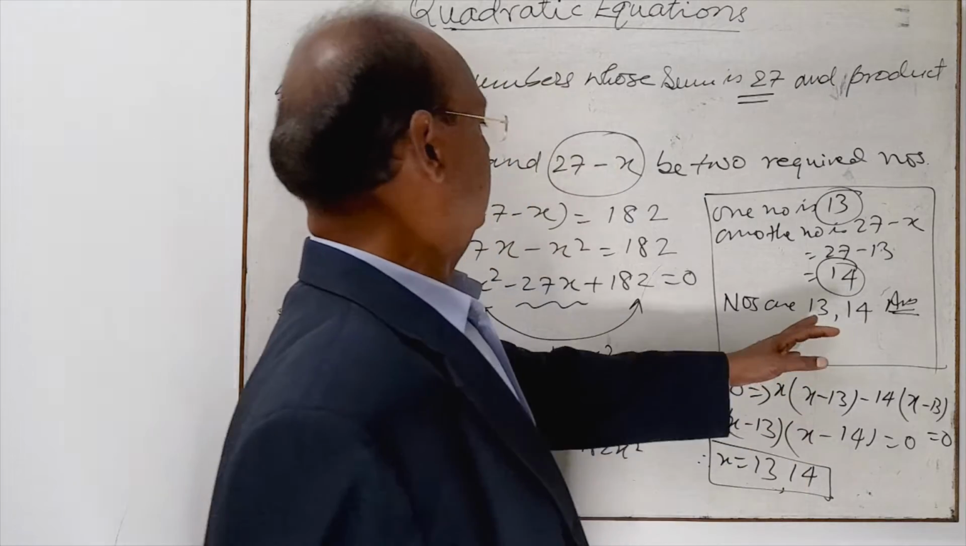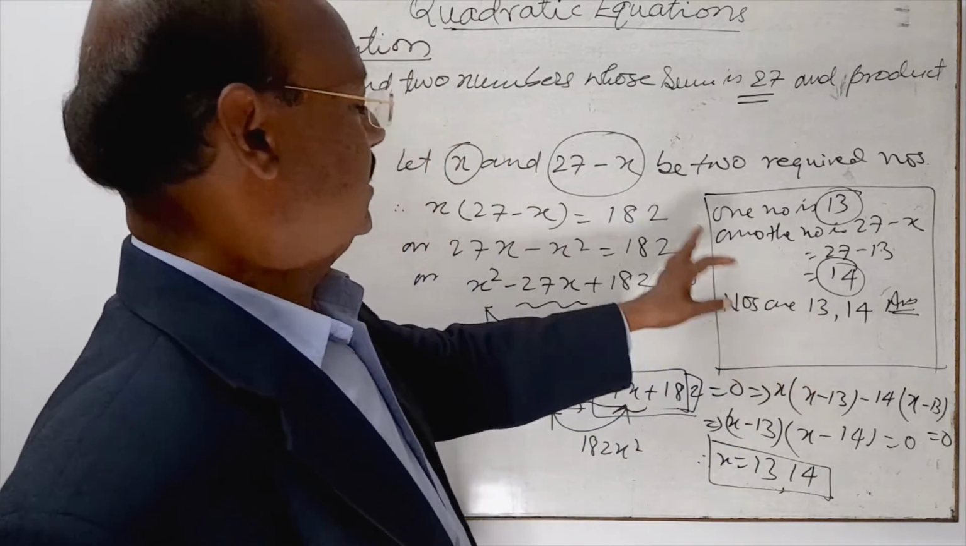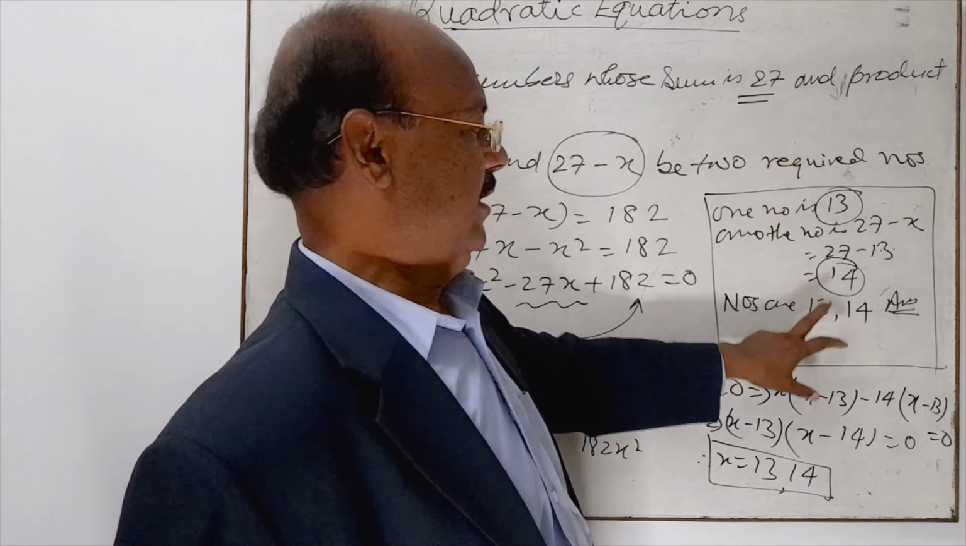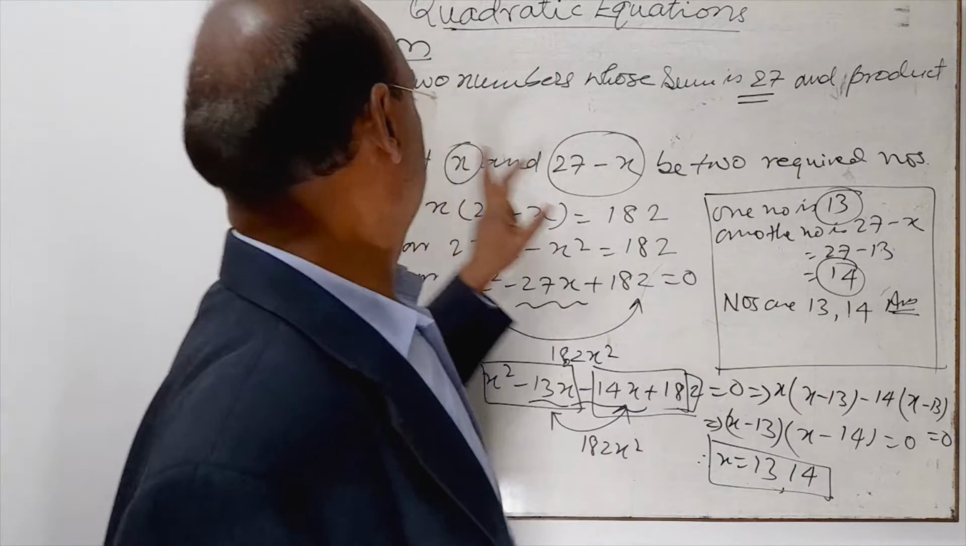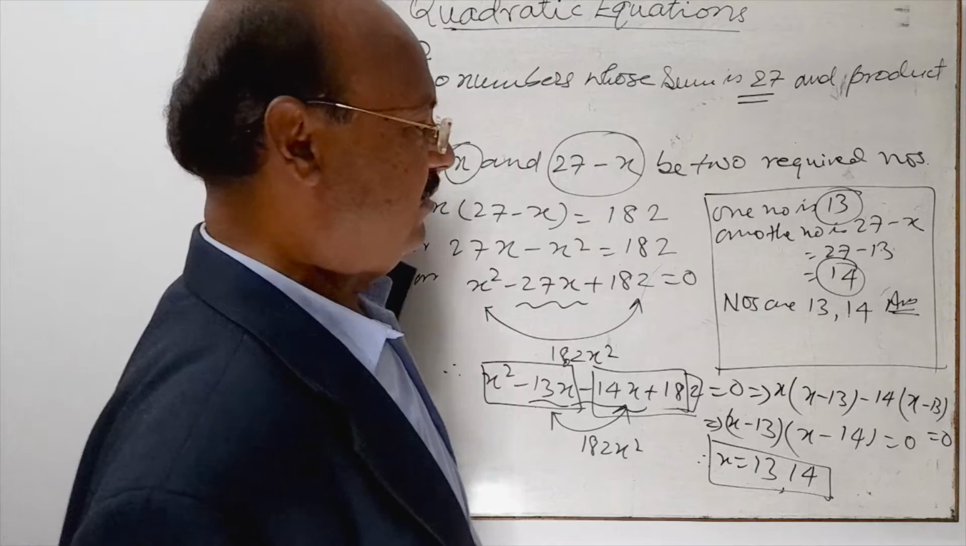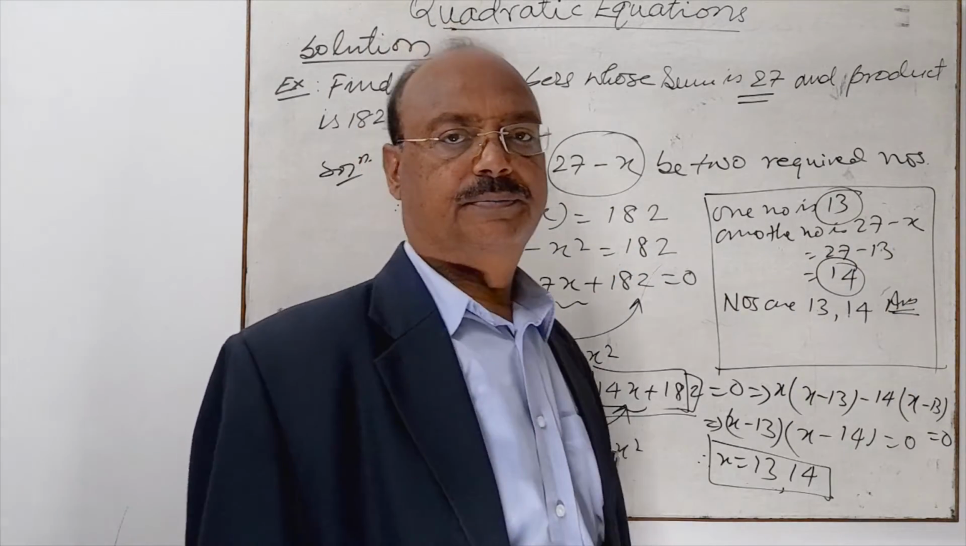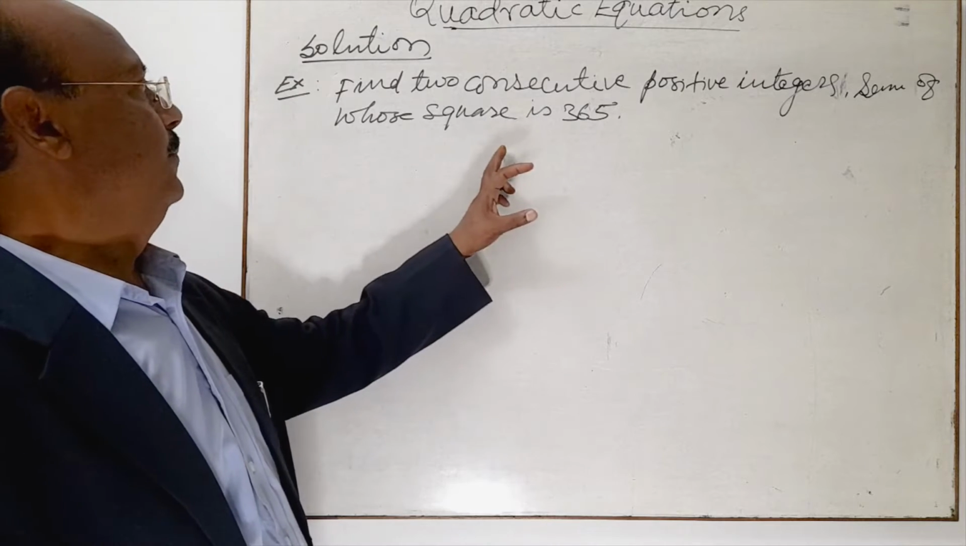So you can check your answer also. The sum of these two numbers is 27, that is required, and the product of these two numbers is 182. So our answer is correct. Now we will see another question. Okay, now let us see this question.